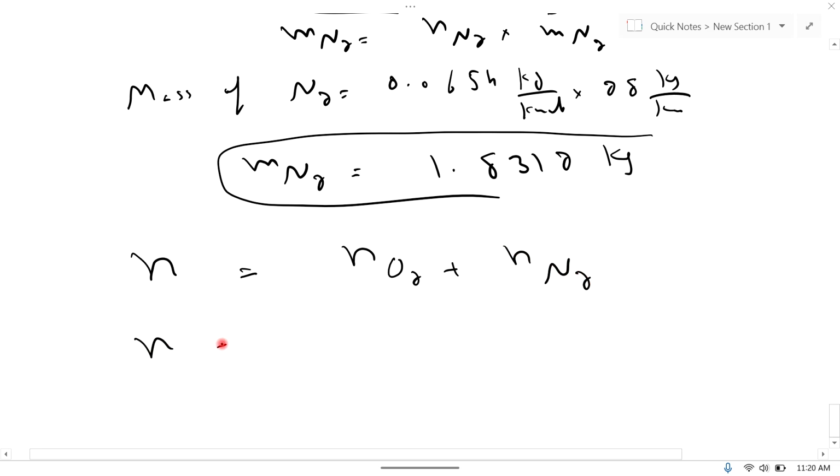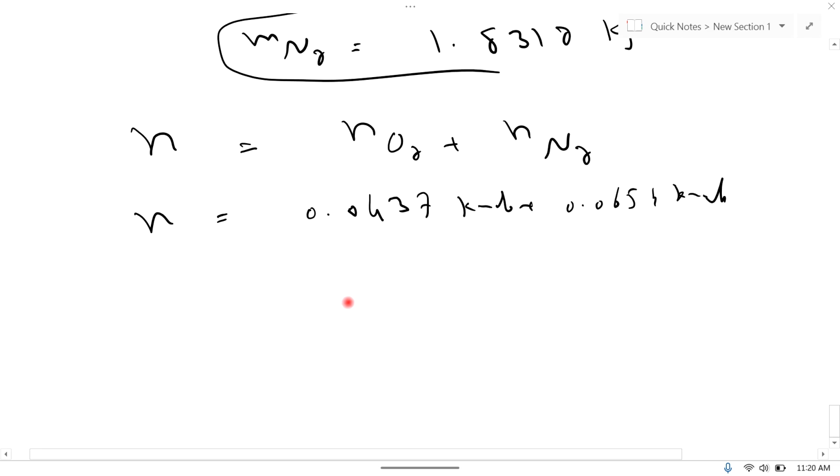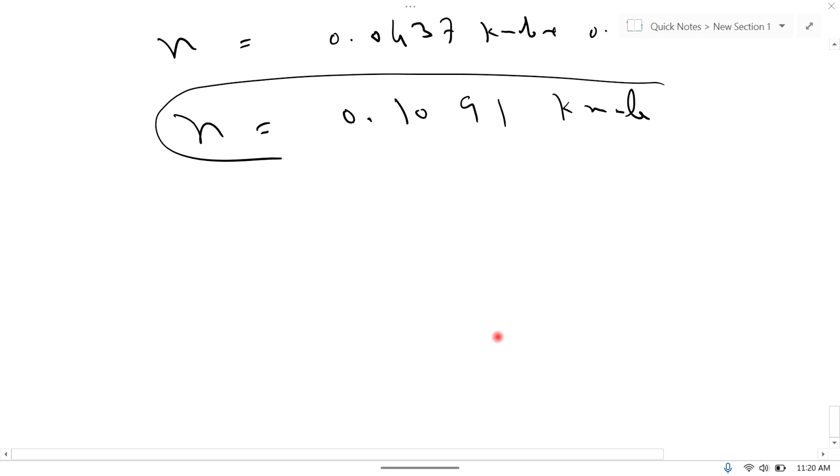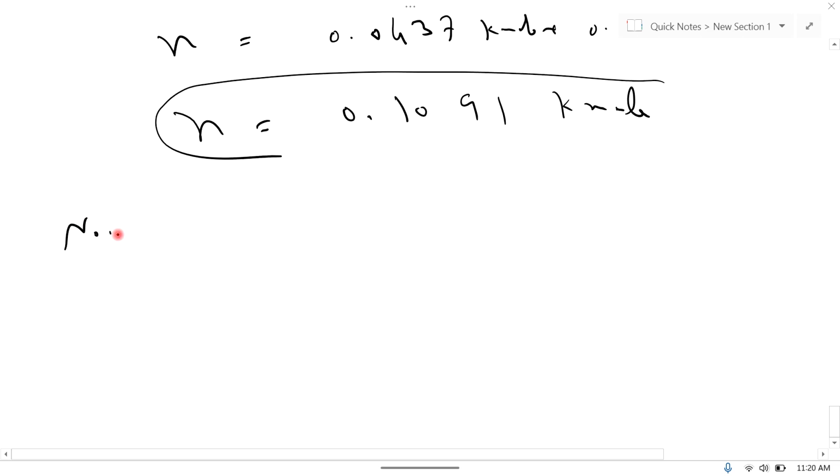Similarly, total number of mole is equal to number of mole of oxygen plus number of mole of nitrogen, already determined by us: 0.0437 kilomole plus 0.0654 kilomole. So the total number of mole is equal to 0.1091 kilomole. Now we can easily find the partial pressure for nitrogen and the partial pressure for oxygen.